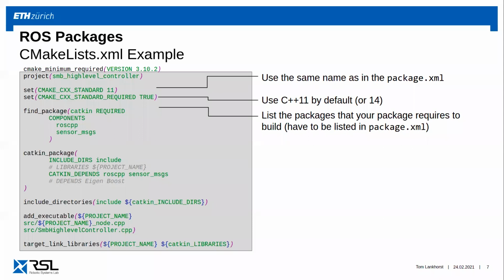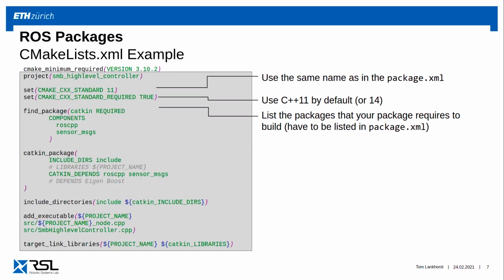Next, we have to list the packages on which we depend. So in this case, that's the ROS C++ client library, because we are programming in C++, and the sensor messages library, because we want to use some messages that are defined in this specific ROS package.